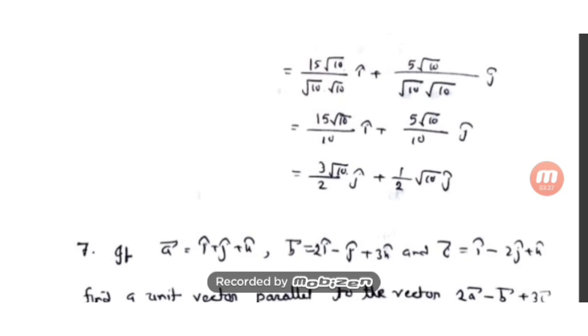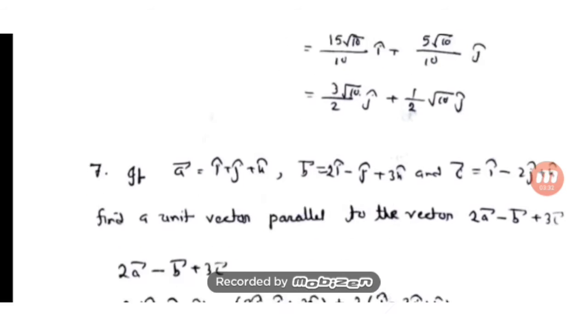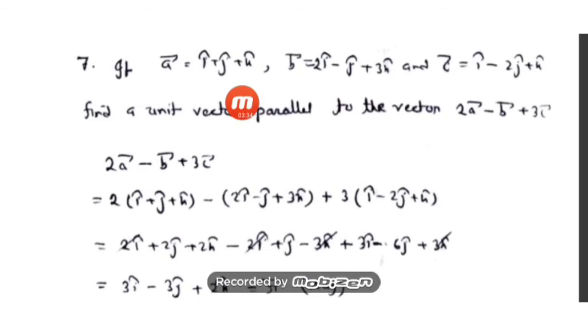Now let us go to question number 7. Question number 7 is you have the three vectors a bar, b bar, and c bar given. You have to get a unit vector parallel to the vector this one. What does parallel vector mean? If you get a unit vector, it will be a scalar multiple. So actually getting the unit vector will be sufficient.